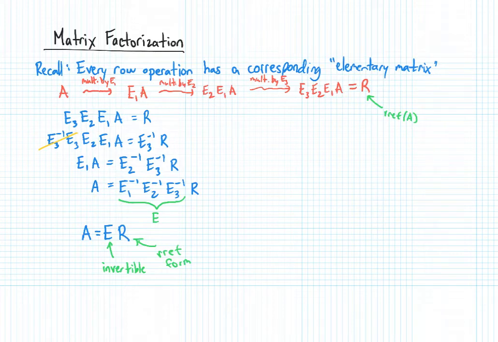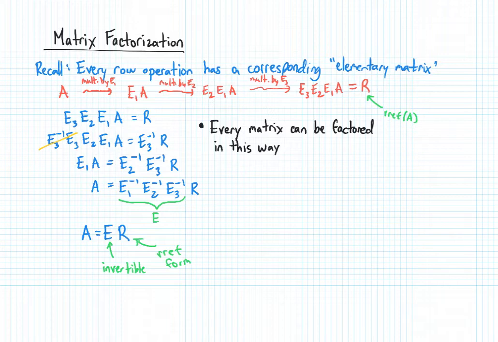And it's worth stressing that this isn't completely new. This is the matrix factorization that comes from doing Gauss-Jordan elimination. I would say that when you're doing Gauss-Jordan elimination, you're really doing this matrix factorization, even if you don't realize it. And so here are some things that we can say about this matrix factorization based on what we know about Gauss-Jordan elimination. One is that every matrix can be factored in this way because Gauss-Jordan elimination always works.